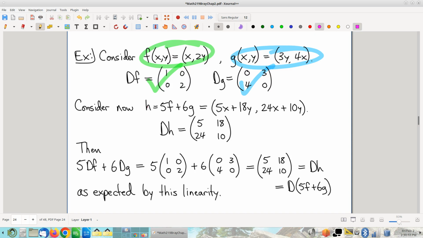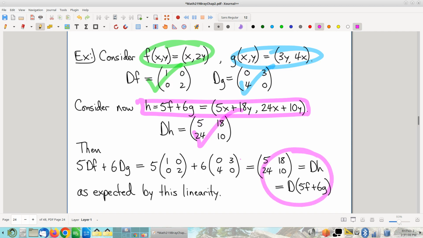Well, if you take this combination of those functions and look at its derivative matrix, then the combined derivative matrix and the original derivative matrices relate by way of the same coefficients 5 and 6 as produced this combined function h. So again, linearity of derivatives.